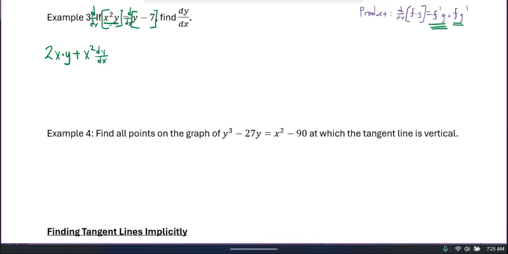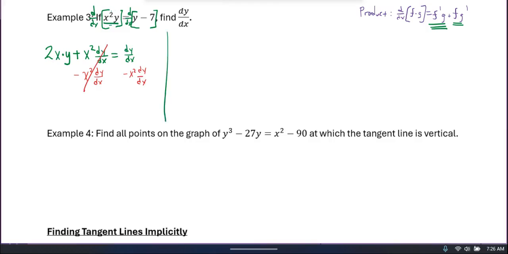On the right hand side, again, the derivative of y is 1 dy dx, and the derivative of negative 7, that's a constant, is 0. This time we have dy dx on both sides, and so you want to get those on the same side. You can do this in a variety of ways, but I'm going to go ahead and once again put everything to the right hand side. I'm going to subtract x squared dy dx from both sides, and that will eliminate that term.